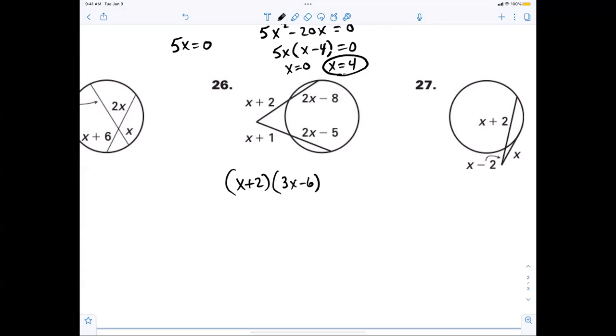Remember, you're adding them. Outside times the whole length. Come on now, outside, right? Times the whole length. All right, get the next one right. X plus 1, and then this is 3x minus 4. Yes, there you have it. Outside times the whole length is equal to outside times the whole length.